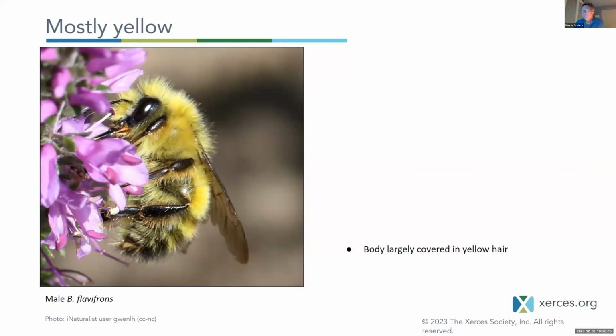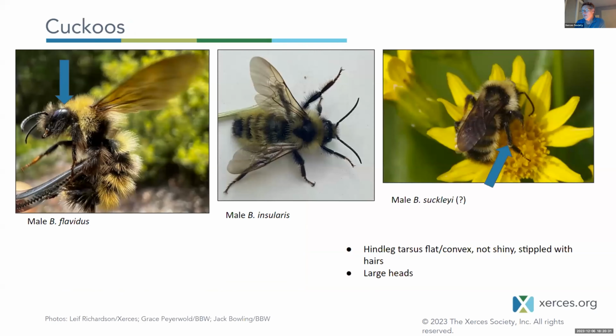The next group is kind of fun. It's bees that are mostly yellow. They have a ton of yellow hair, usually on the face. The thorax is usually almost all yellow, and then largely yellow on the abdomen with some other colored hair in there also. So here's Bombus flavifrons in that category.